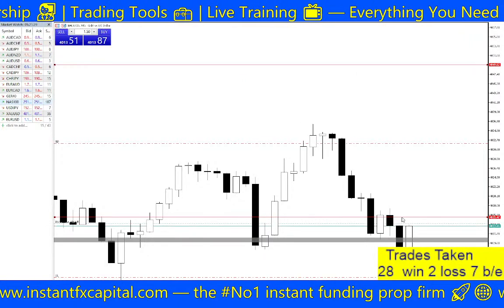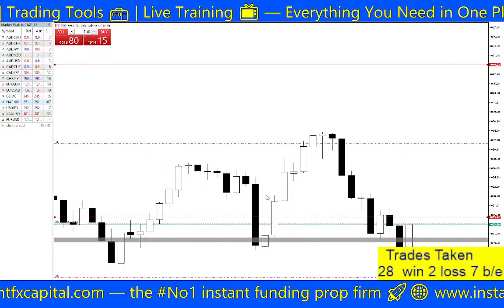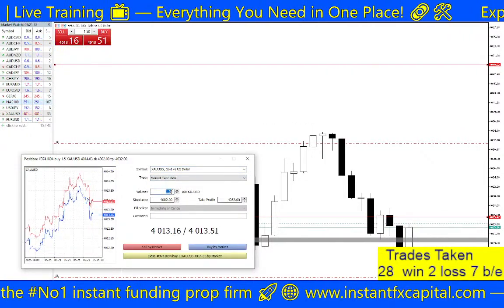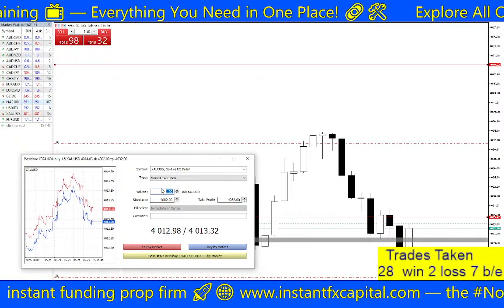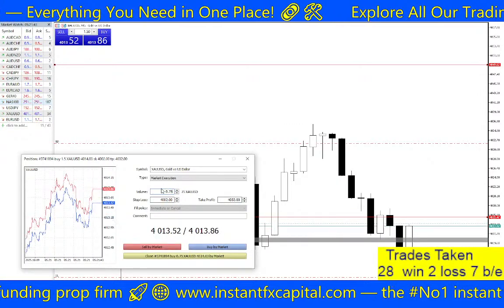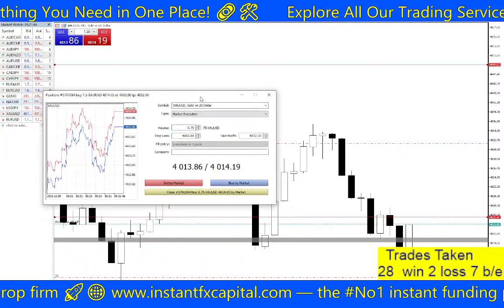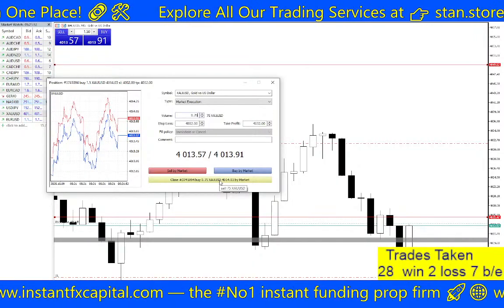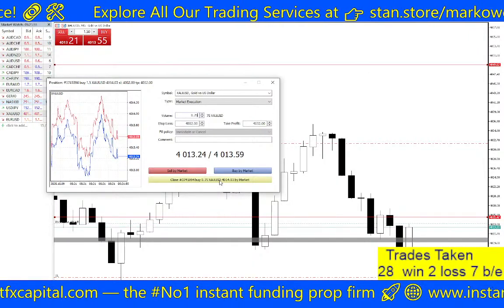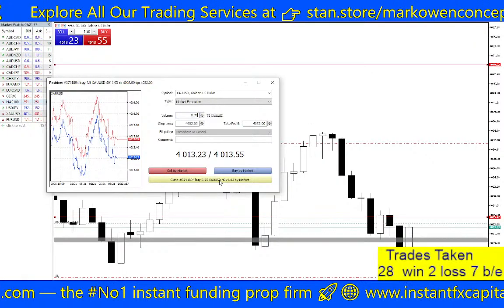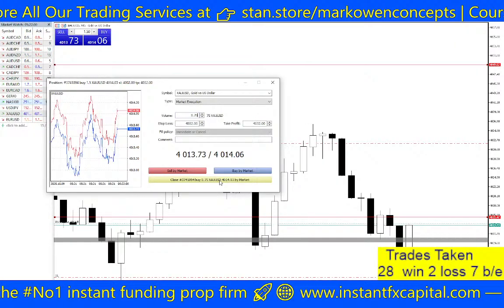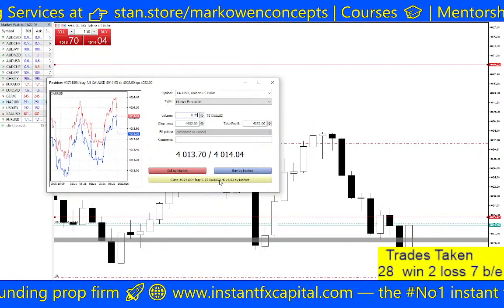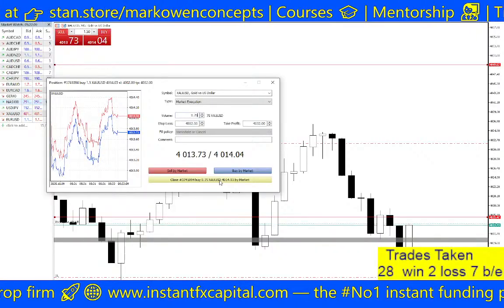So that's 15 pips there. Okay, so I'm just getting ready to potentially close half. So that trade has been triggered. So basically we are live now in the market.